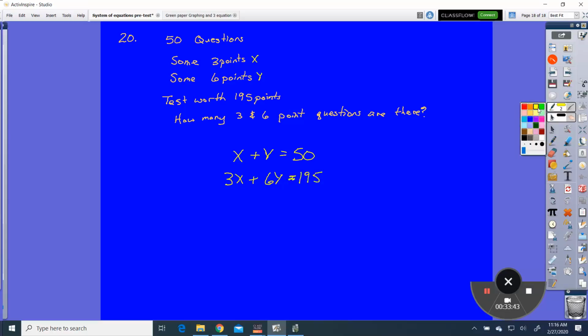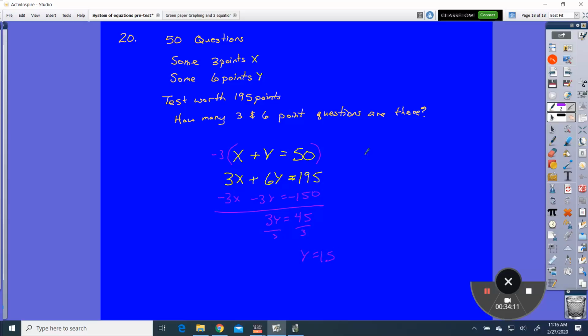So now I have 2 equations, 2 unknowns. I'm going to just multiply all this by negative 3 so that I can eliminate the x's. I could have multiplied it by negative 6 and got rid of the y's, but I decided to go by 3. So I combine these. The x's go away. 6 minus 3 is 3. 195 minus 150 is 45. Divide that by 3, and I get that y equals 15.